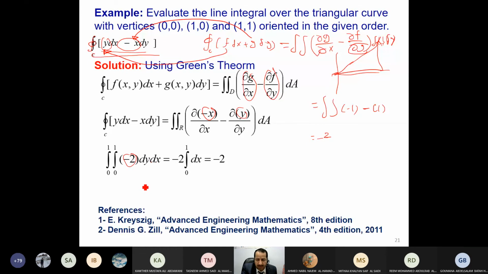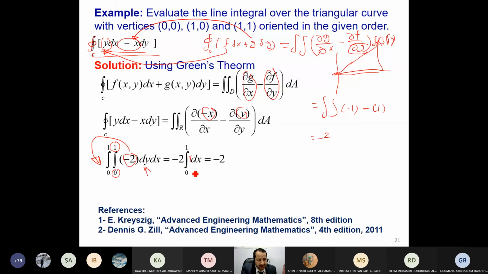It's minus 2. Now next I do the integration. Integration of minus 2, I take it outside. Integration of dy is y. You may ask, can I integrate first with respect to y and then with respect to x? Yes, we can. Can we integrate with respect to x and then with respect to y? Yes, we can. Have a look. We integrate with respect to y, it will be y, substitute from 0 to 1, you get 1.